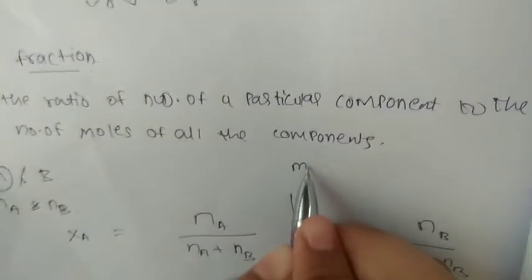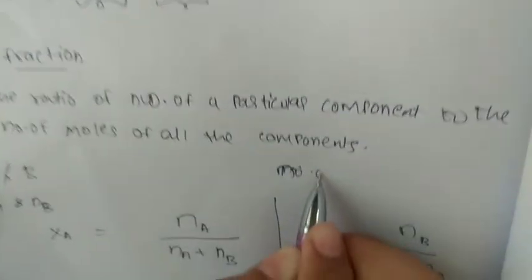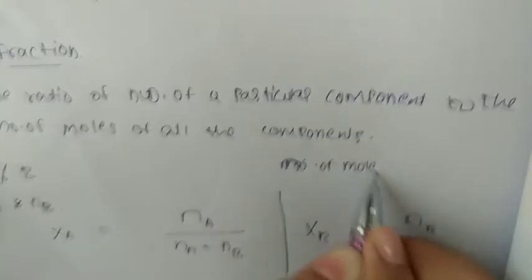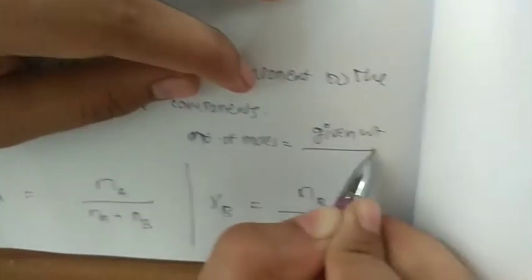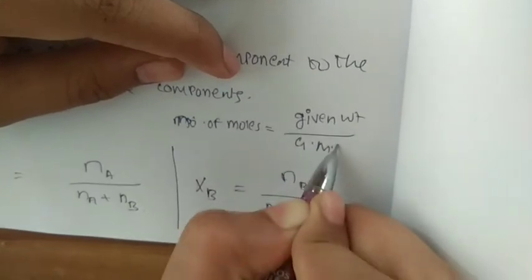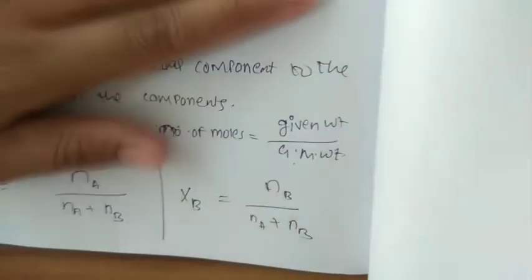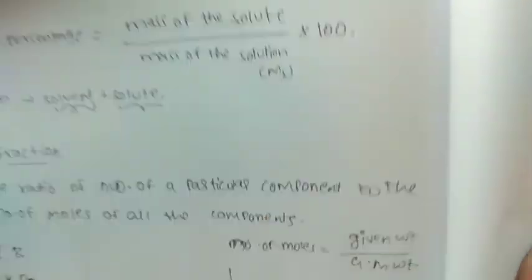The number of moles formula is equal to given weight to the gram molecular weight of the molecule. In a question, if they give the weight of some compound, given weight to the gram molecular weight is the number of moles. So we should substitute here, and let us go to the third one, molarity.